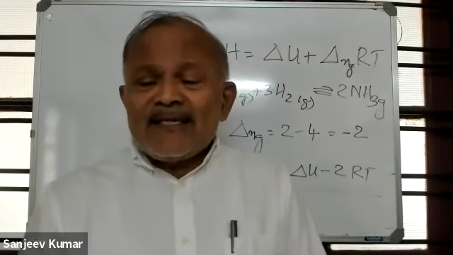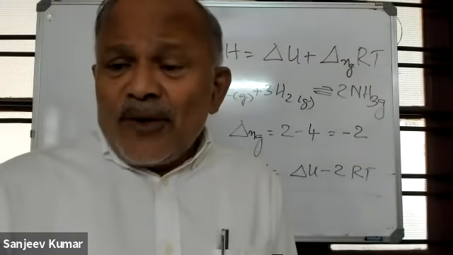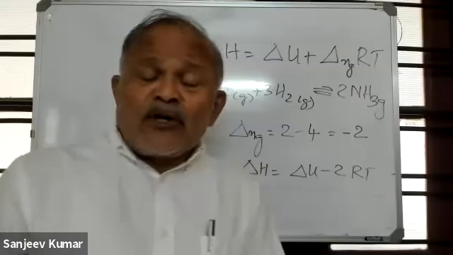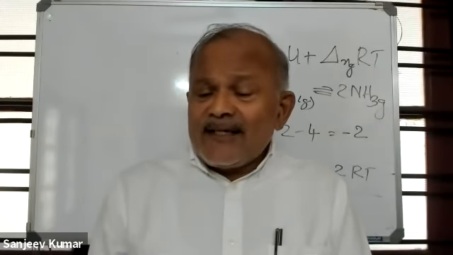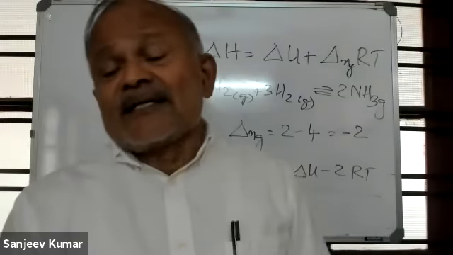For the reaction PCl5 gas gives PCl3 gas plus Cl2 gas, here the number of moles of product is 2 and the number of moles of reactant is 1, and therefore delta Ng is equal to 2 minus 1, it is 1. And here, delta H will be greater than delta U.